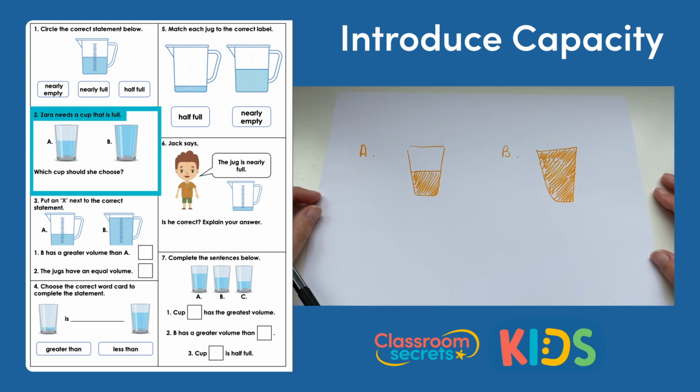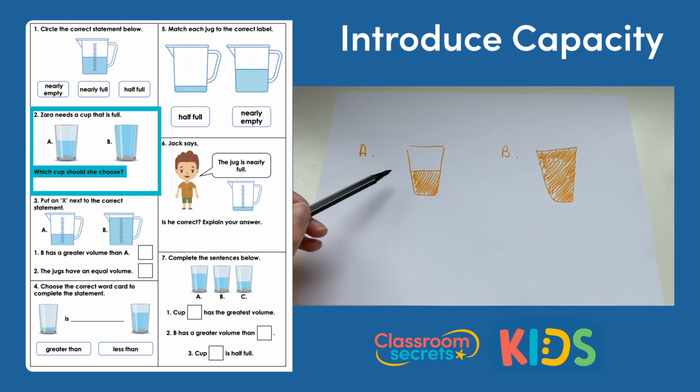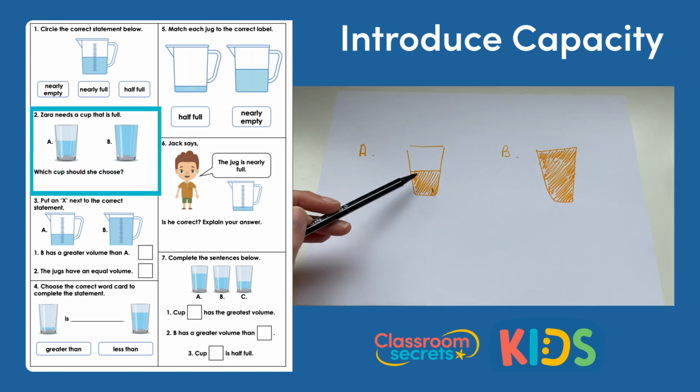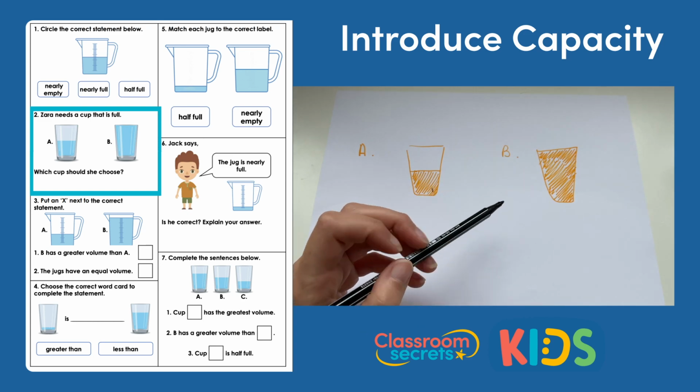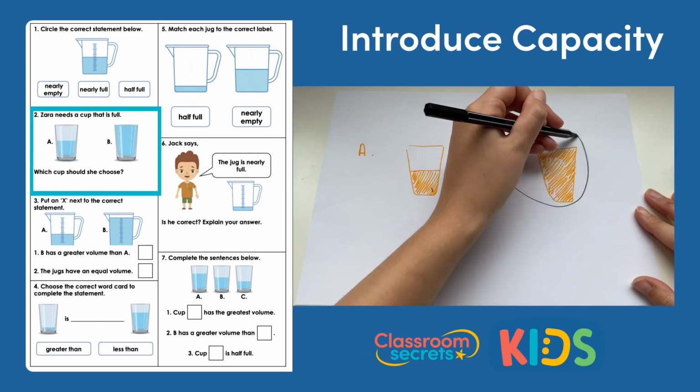Moving on to question 2. Zara needs a cup that is full. Which cup should she choose? So we've got A and B. We've got A, which is half full because half of it is filled and half of it is empty, and B, which is full. Zara needs the full cup, so she needs cup B.